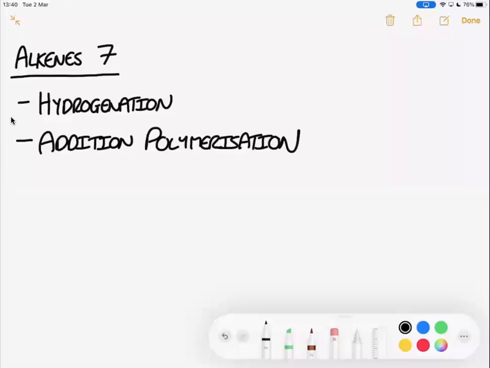So this takes a little bit of a swerve away from electrophilic addition. We will come back to that a little, but it's really just picking up a loose end in terms of something called hydrogenation, and then mainly talking about formation of what we call addition polymers. All right, let's get cracking.